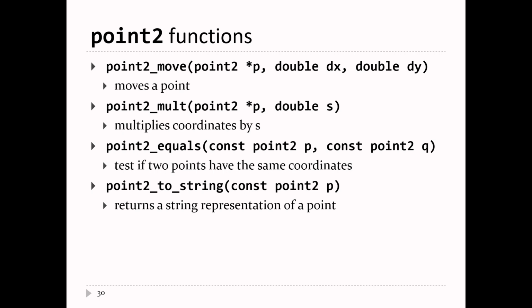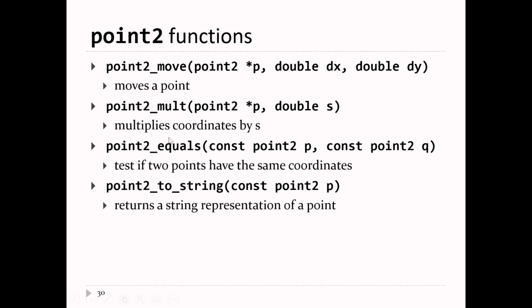So what point2 functions might be useful for someone using the point2 structure? It might be nice if I can move a point. If I have a pointer to a point, and I want to change its coordinates by delta x and delta y, I can provide a function that looks like that. Suppose I want to take a point and multiply its coordinates by some scalar value s. Well, I can write a function that takes in a pointer to a point and a double value s to multiply the coordinates by.